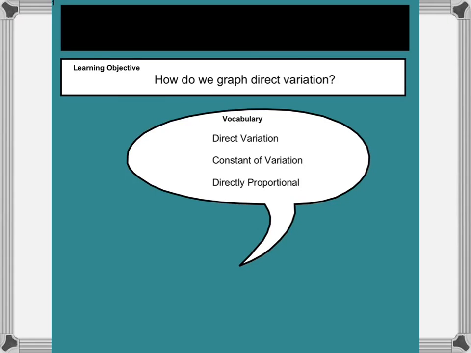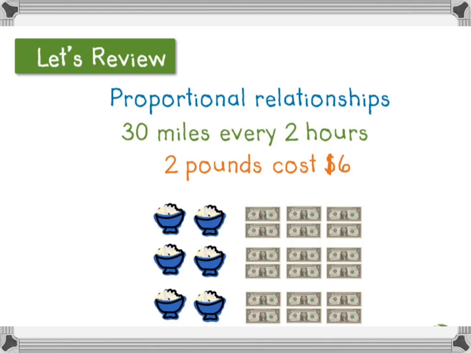Okay, today we're going to talk about a certain type of graph called a graph of direct variation. And this is also sometimes called a proportional relationship. So vocabulary is direct variation, constant of variation, and directly proportional.